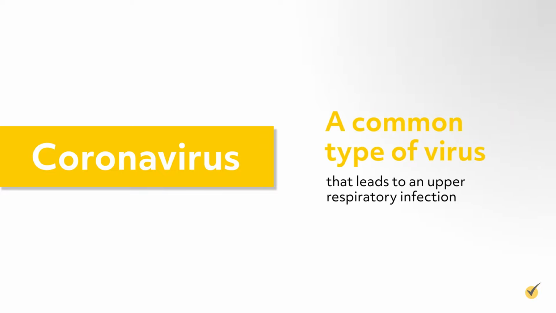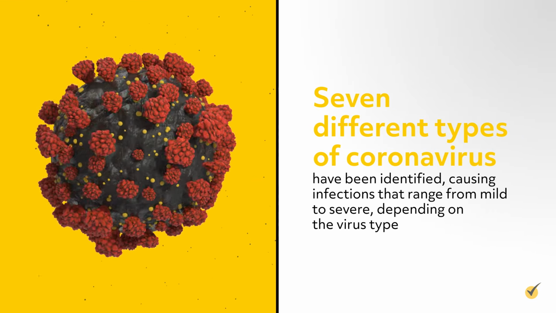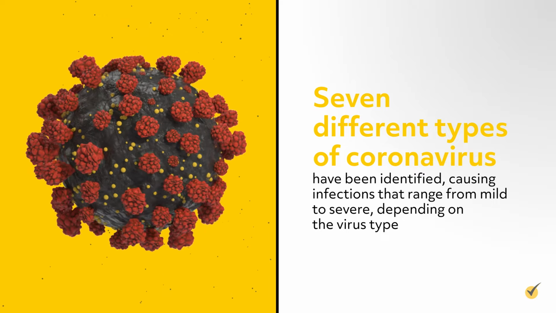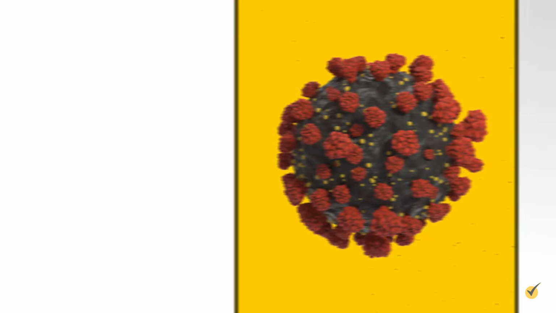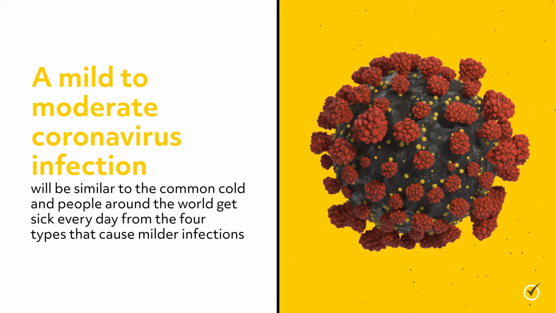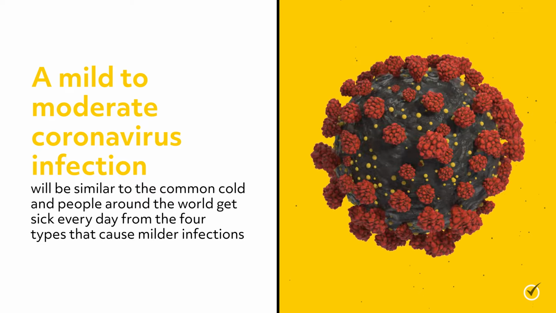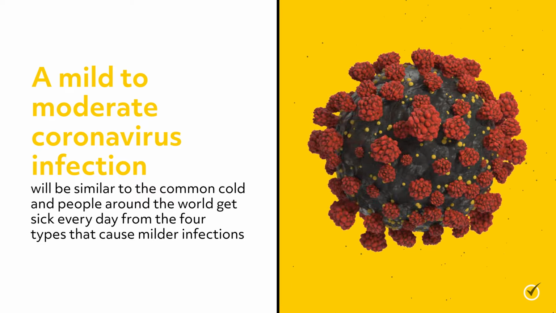Now let's look at the coronavirus, which is a common type of virus that leads to an upper respiratory infection. 7 different types of coronavirus have been identified, causing infections that range from mild to severe, depending on the virus type. A mild to moderate coronavirus infection will be similar to the common cold, and people around the world get sick every day from the 4 types that cause milder infections.